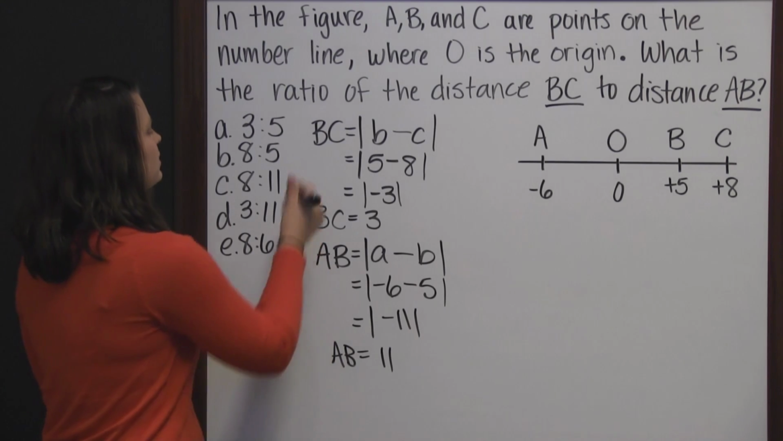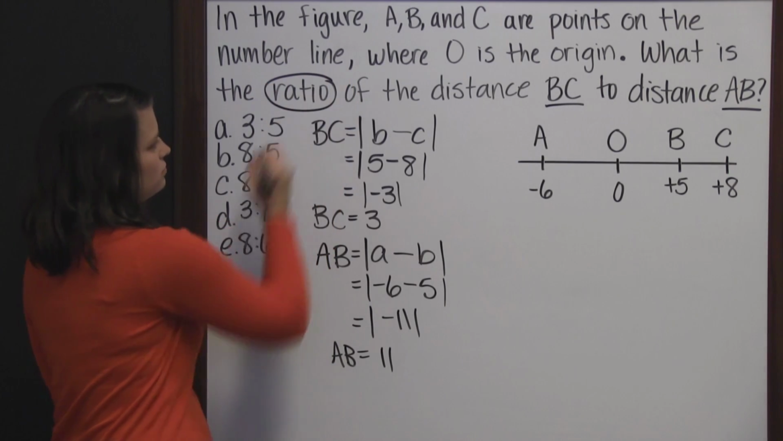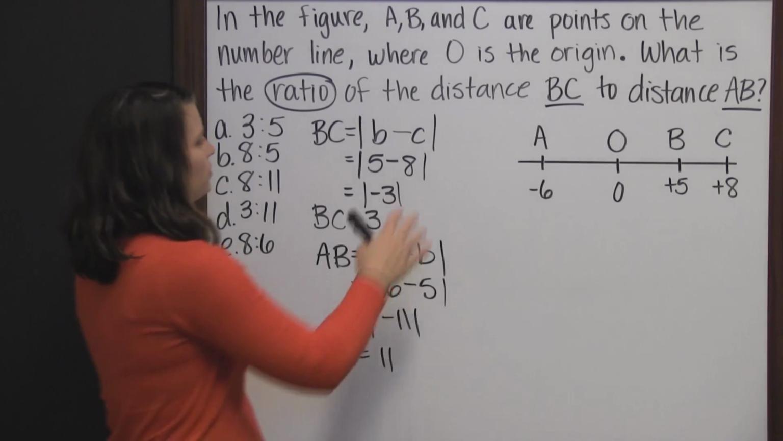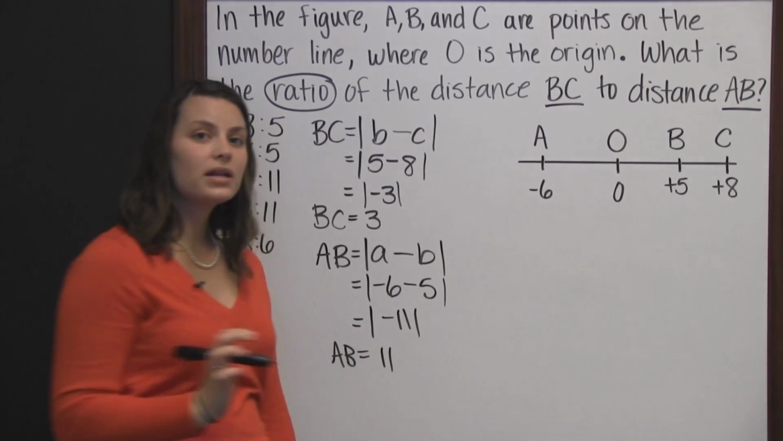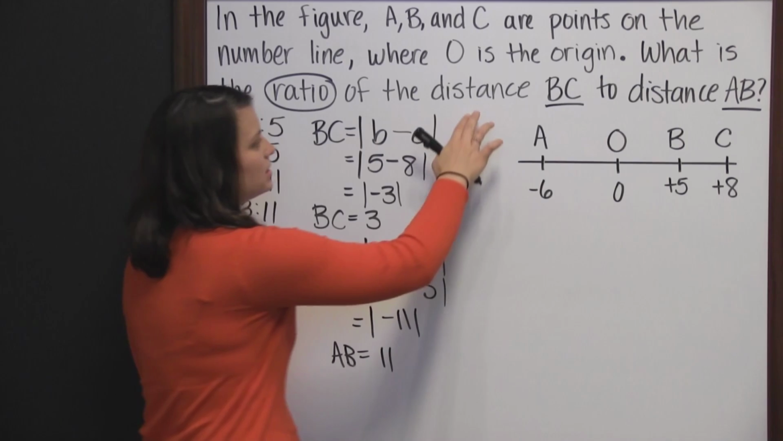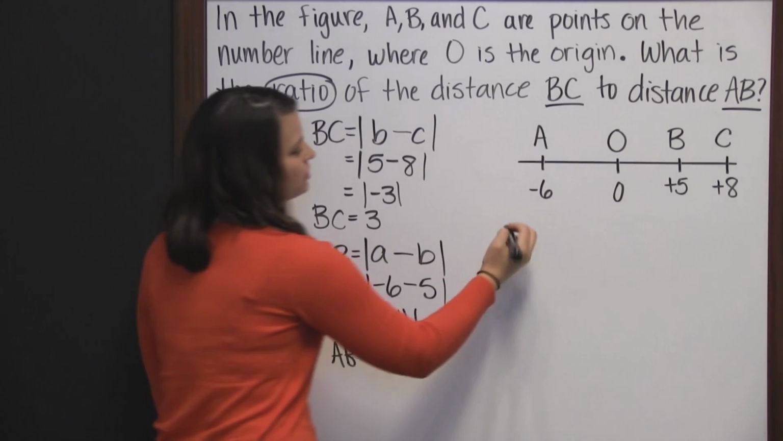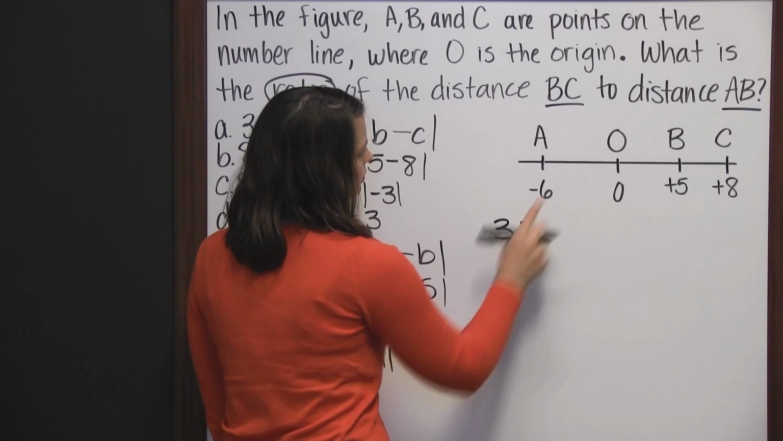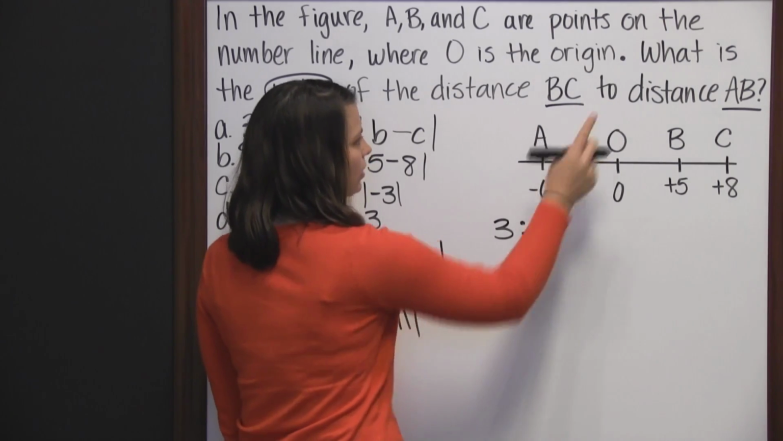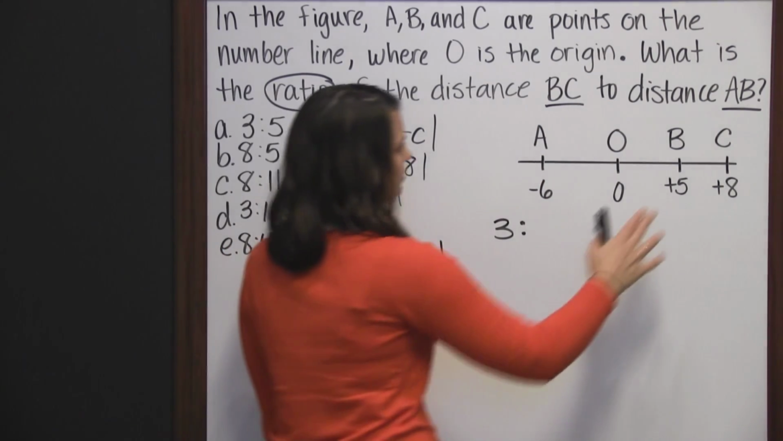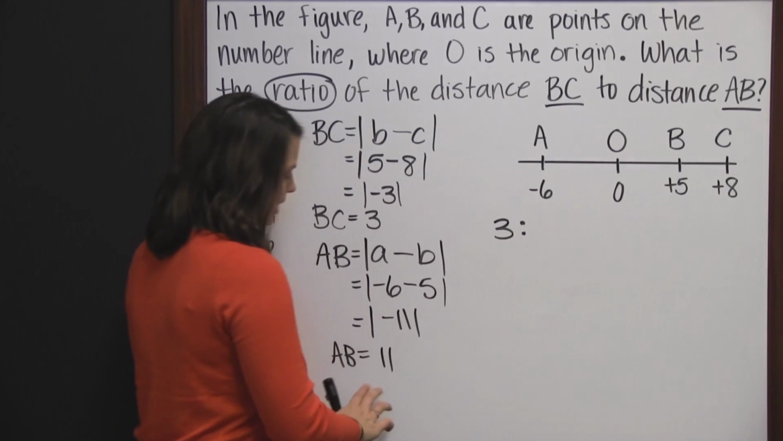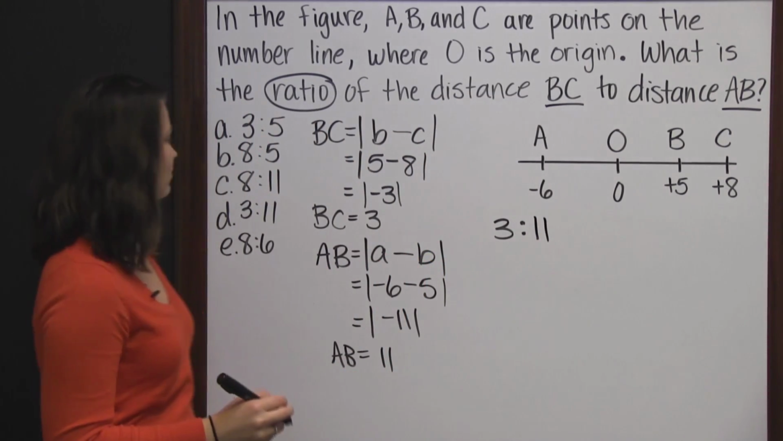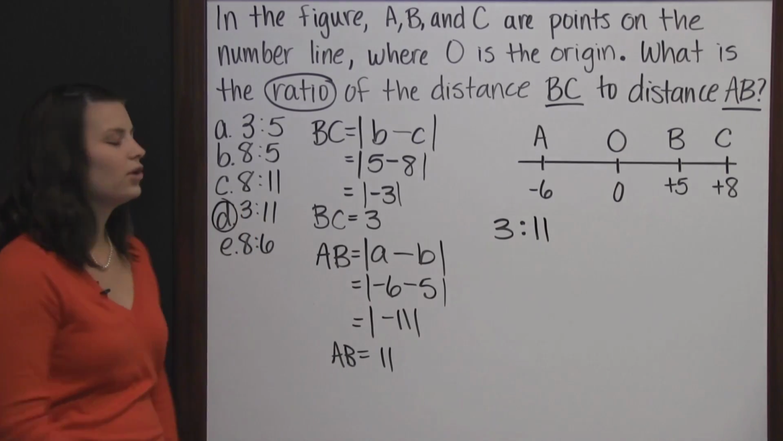Now they've asked us what the ratio of those distances is. And it gives you the order that it wants the ratio written in. So the distance BC should be the first number in the ratio, 3, and we use a colon, or you can write "to" is fine too. The distance from points A to B, which is 11. So our ratio is 3 to 11, or answer D.